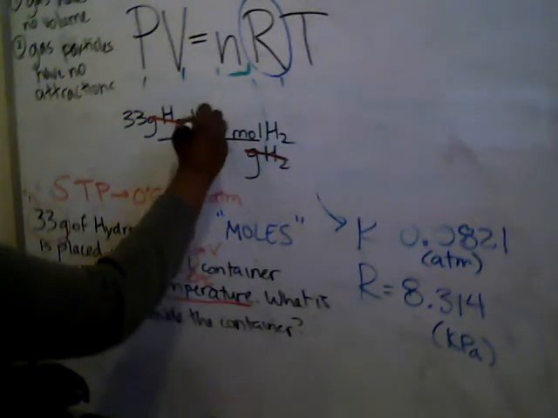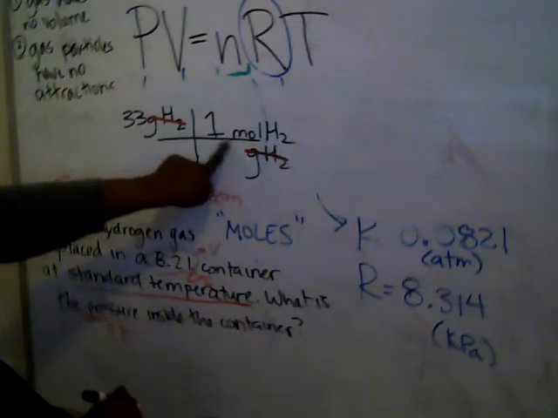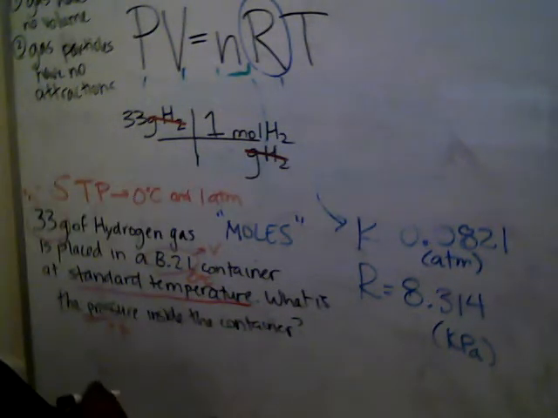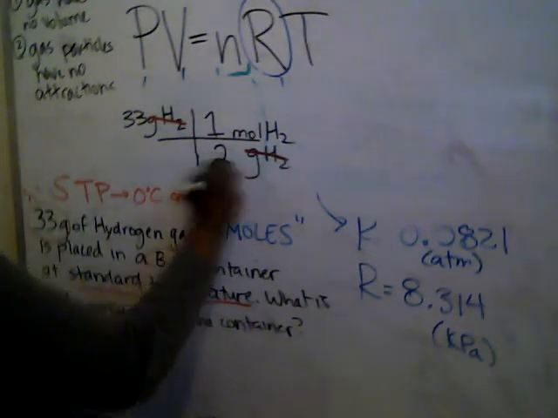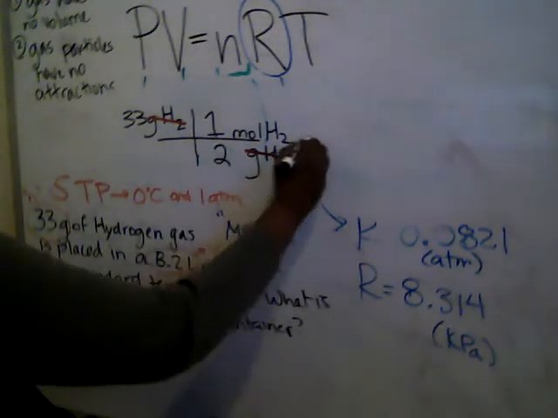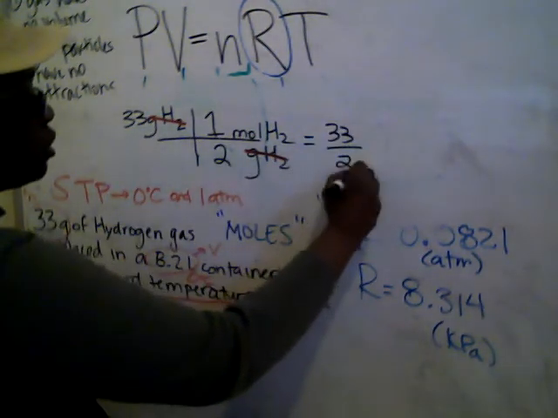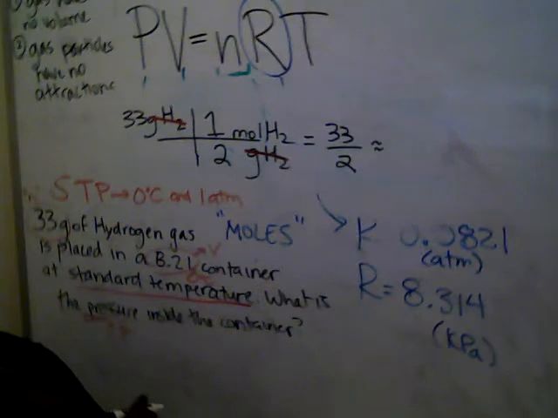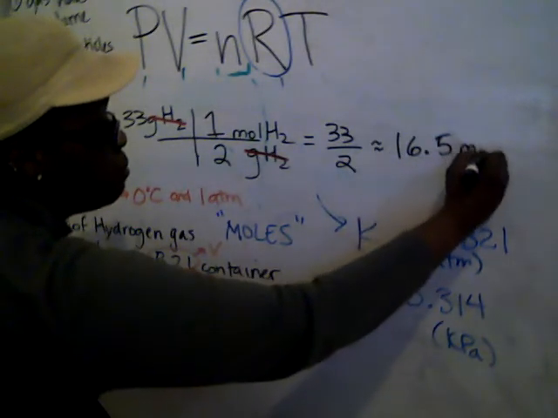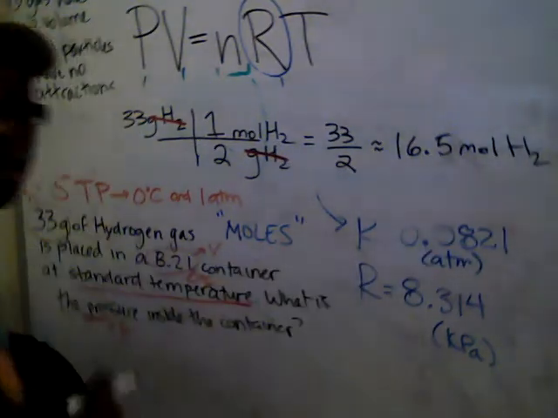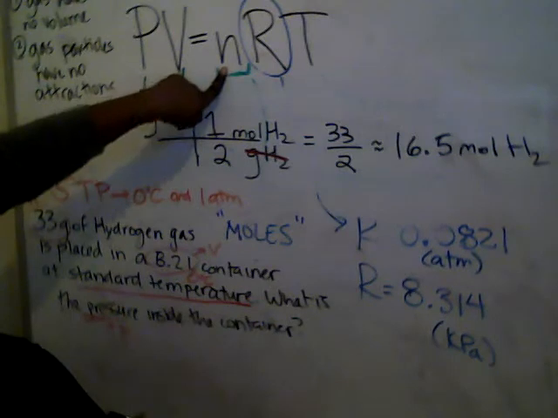Now, we always have a 1 mole here. The number that goes here is based off of the weight of hydrogen. Hydrogen weighs about 1 gram based off the periodic table, but there are 2 hydrogens, so we're going to put 2 here. So if we were to do this division, we would get 33 divided by 2, which is 16.5. And this would be moles of H2.